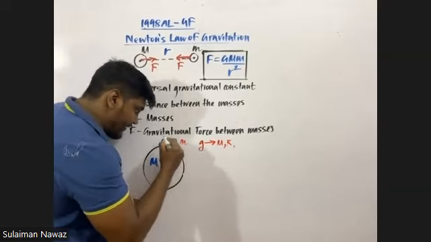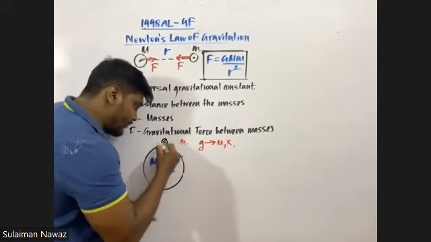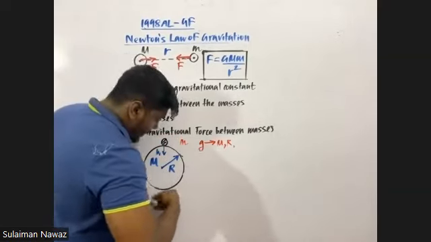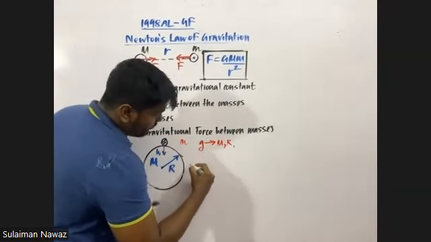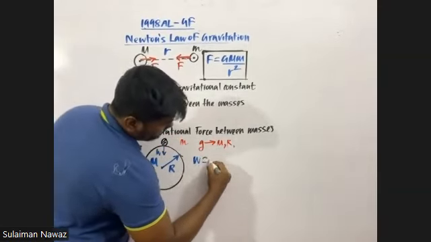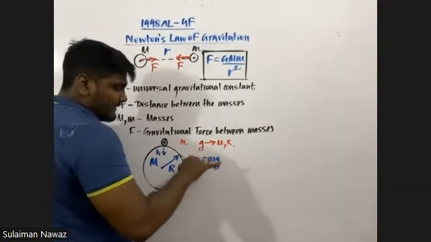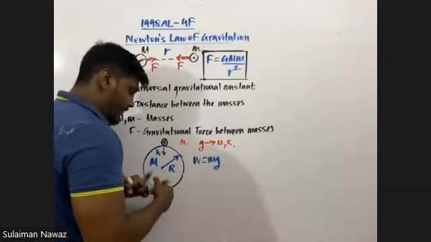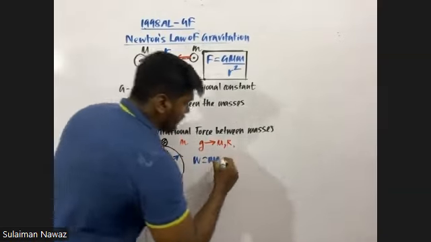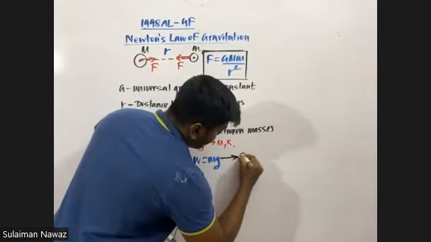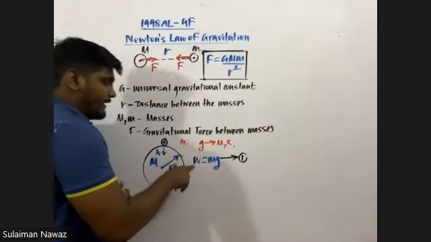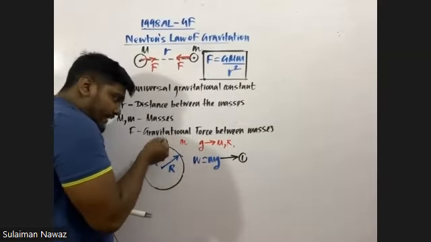We can see the weight, if not we call it gravitational force. I can write down the weight of this mass, W equals mg. Am I correct? Mass into gravitational acceleration.